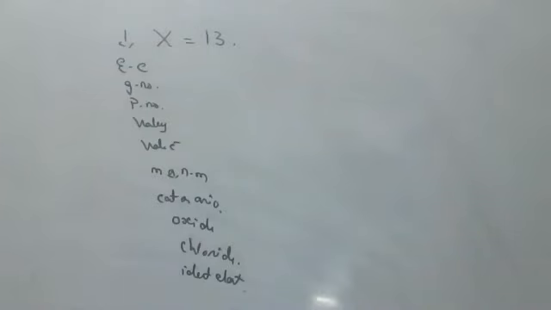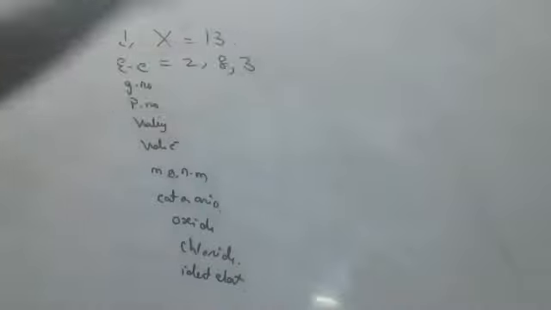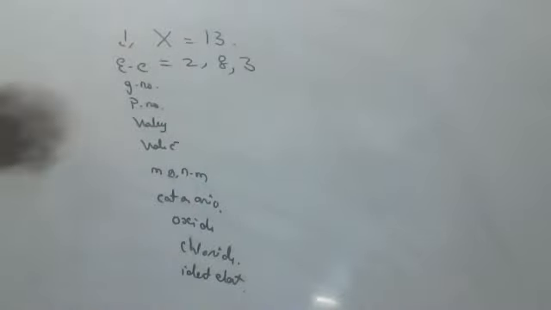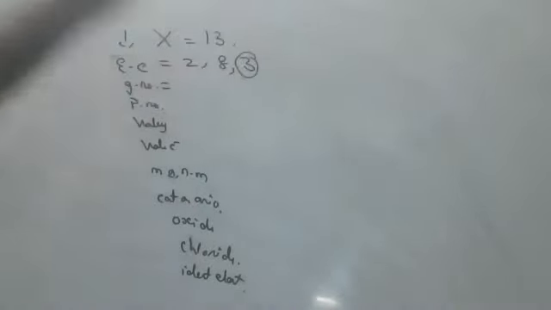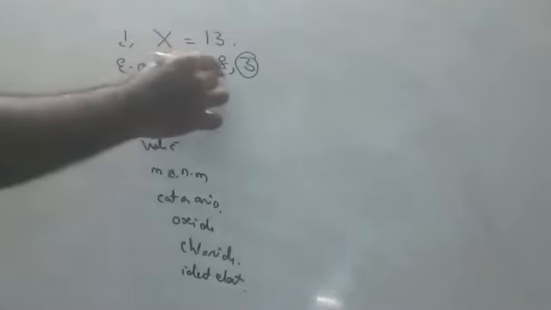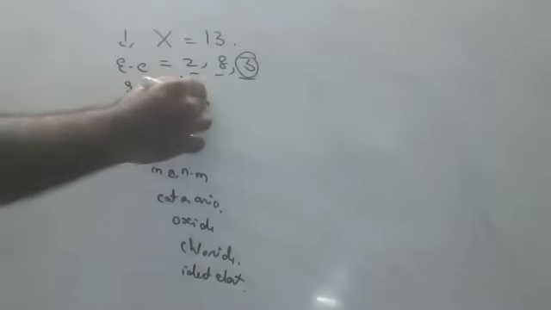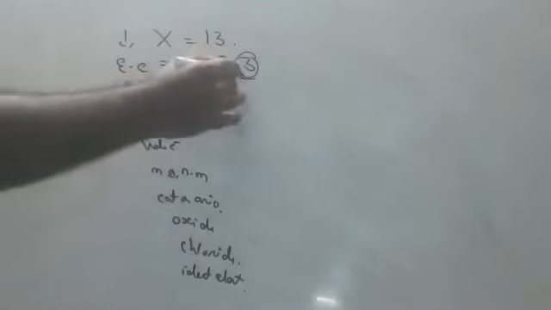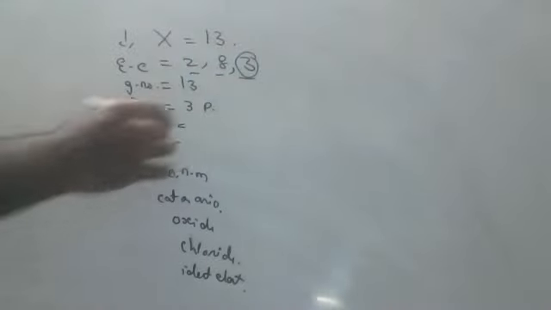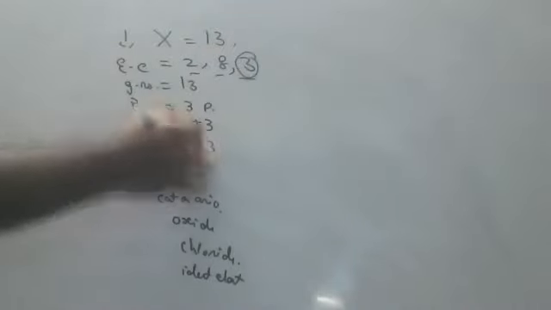To know all these things, children, you should have basic level understanding. So the configuration of 13 is 2, 8, 3. 2 plus 8 plus 3 is 13. So group number, seeing the outermost electrons, will be 13th group. Period is the number of shells. How many shells are there? So it belongs to the third period. Valency, because it belongs to the 13th group, plus 3 is the valency. Valence electrons, outermost 3 are there, 3.